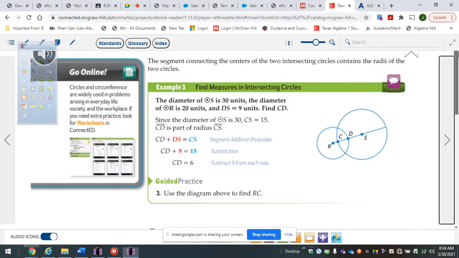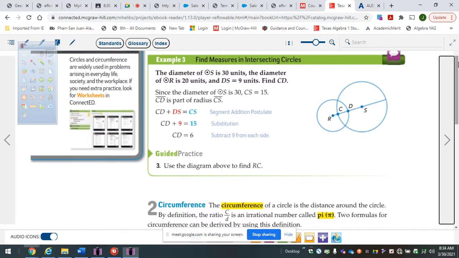And I think we left off here, right? Okay, we did this one right here. If a circle and another circle are connected at their centers, then the segment contains the radius of this circle and the radius of this circle. Segment addition, basically. Really easy, that one. I'm going to skip that one.